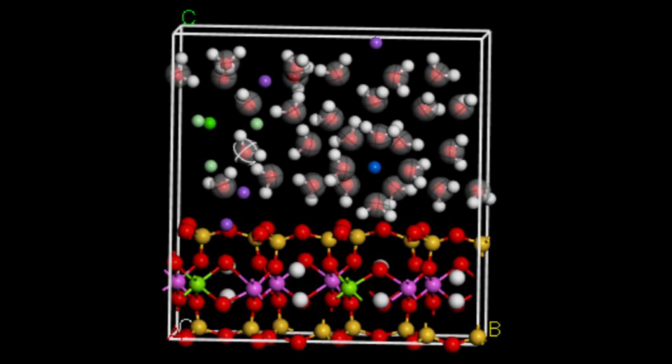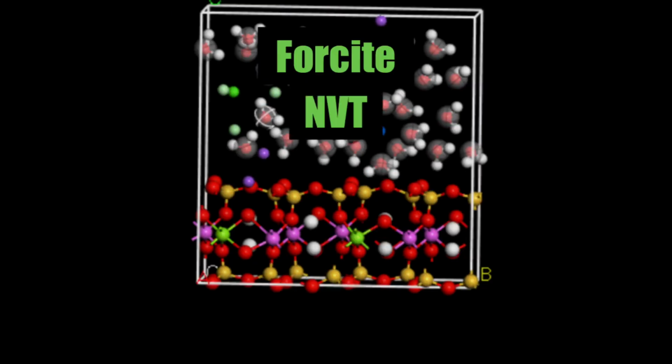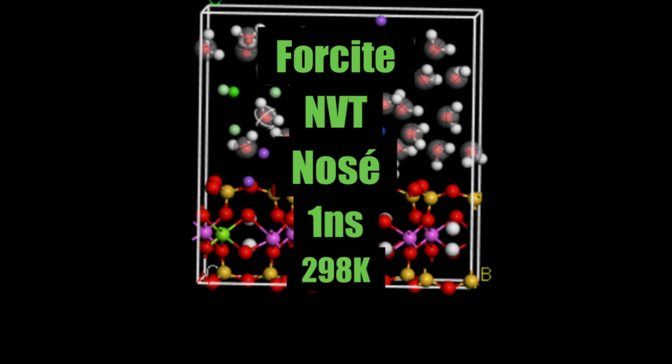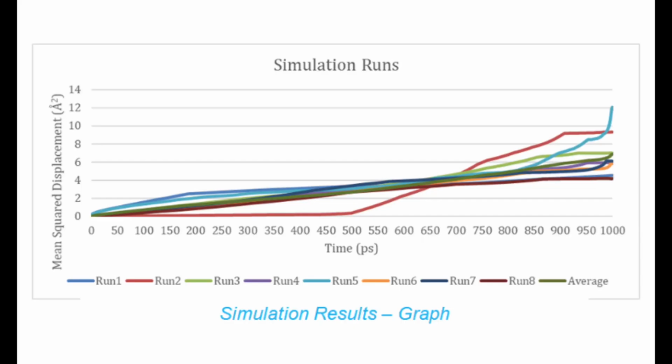Each dynamics simulation was executed using the Forcite module, NVT ensemble, and Nose thermostat for a duration of 1 nanosecond. Each simulation was run at a now steady 298 Kelvin, which is why the Nose thermostat was chosen. A total of 8 simulations were completed. The mean square displacement, or MSD, of each individual simulation was calculated. Then an average MSD of all the simulations was determined.